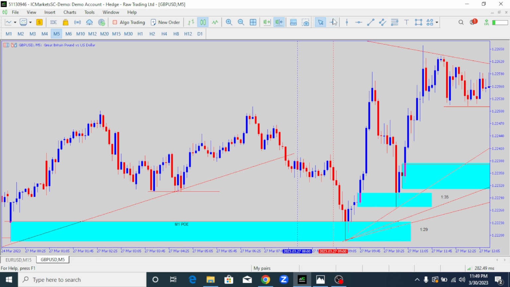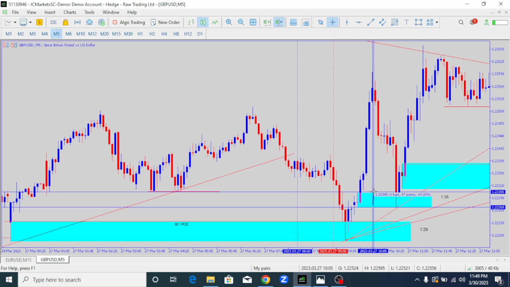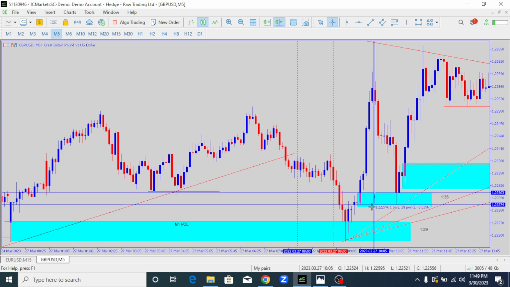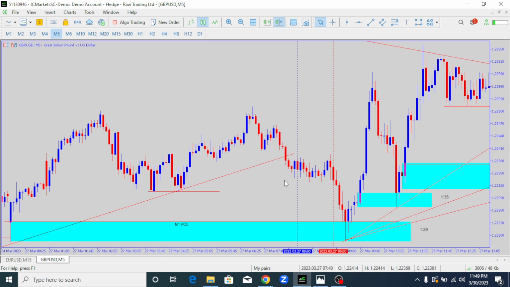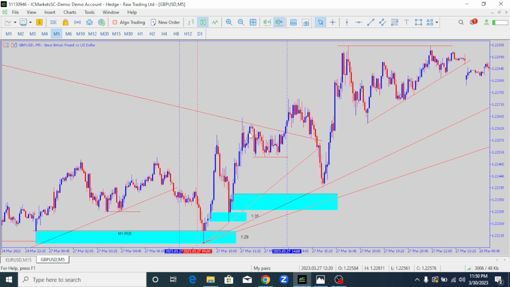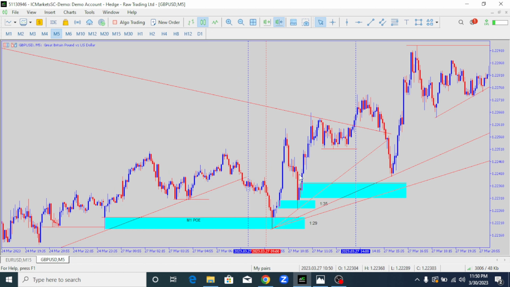So after this rejection, I placed my entry at this point with my stop loss, giving me a 3.5 pip stop loss. Let me check. Yes, 3.5 stop loss. The first one was a 4.8 pip stop loss. So after I took these trades, I waited.